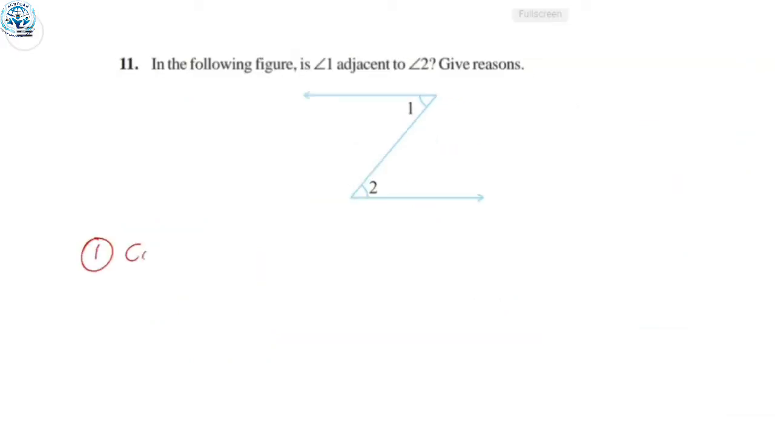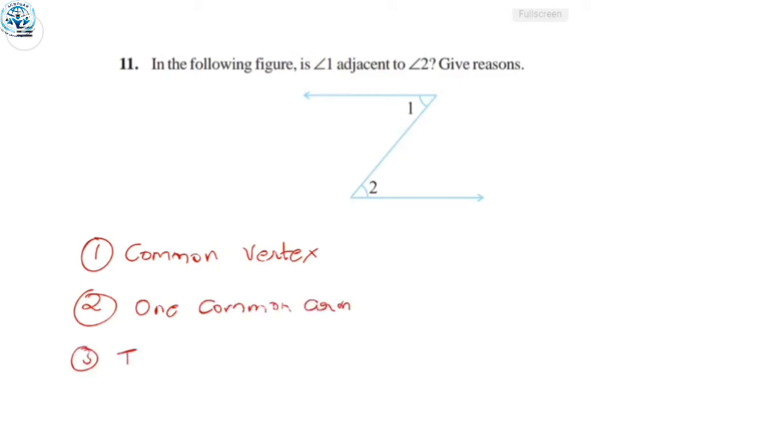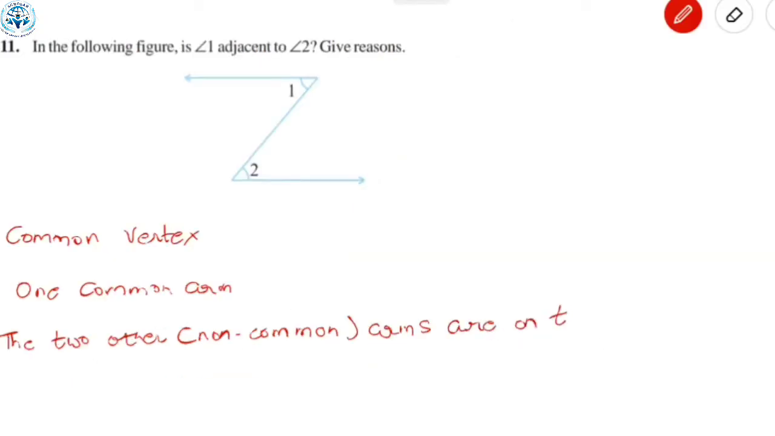In the following figure is angle 1 adjacent to angle 2? Give reasons. We know that adjacent angles have common vertex, one common arm, and the other two arms or the non-common arms are on the opposite sides of the common arm. So let's check whether they are adjacent or not. If these three conditions are satisfied, then the angle 1 is adjacent to angle 2.